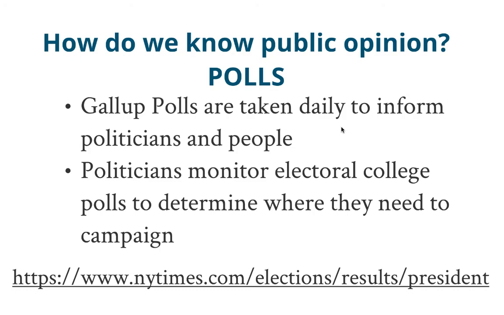How do we know the public's opinion? We have Gallup polls. Gallup polls are taken daily. A Gallup poll can be held when someone calls you and asks you questions. Somebody may walk up to you on the street and ask you questions. They can be taken from internet polls. Politicians monitor these polls very heavily to determine where they need to campaign. And if you recall in a previous video, I talked about how Hillary Clinton did not campaign in states like Michigan and Wisconsin, and she eventually lost those states, which would have turned the Electoral College for her had she campaigned. Well, possibly turned the Electoral College.